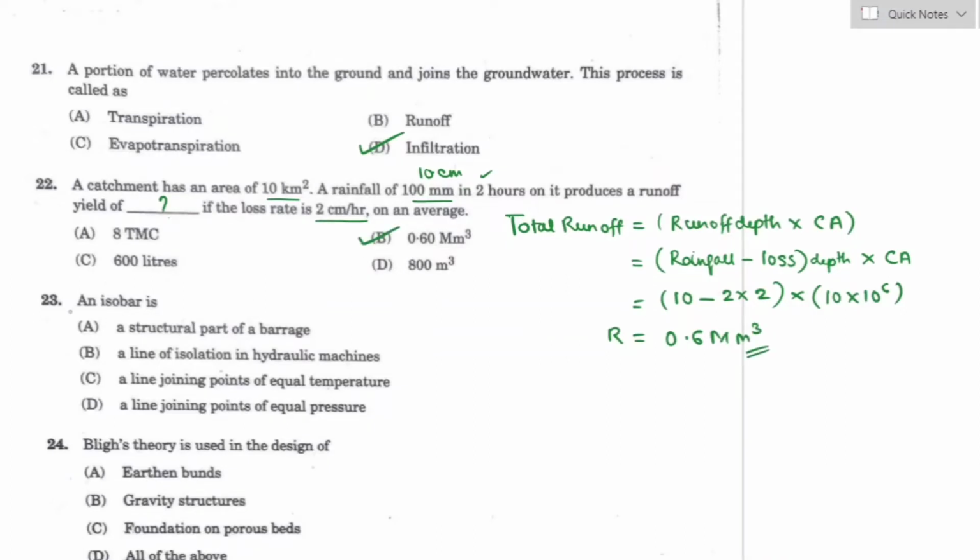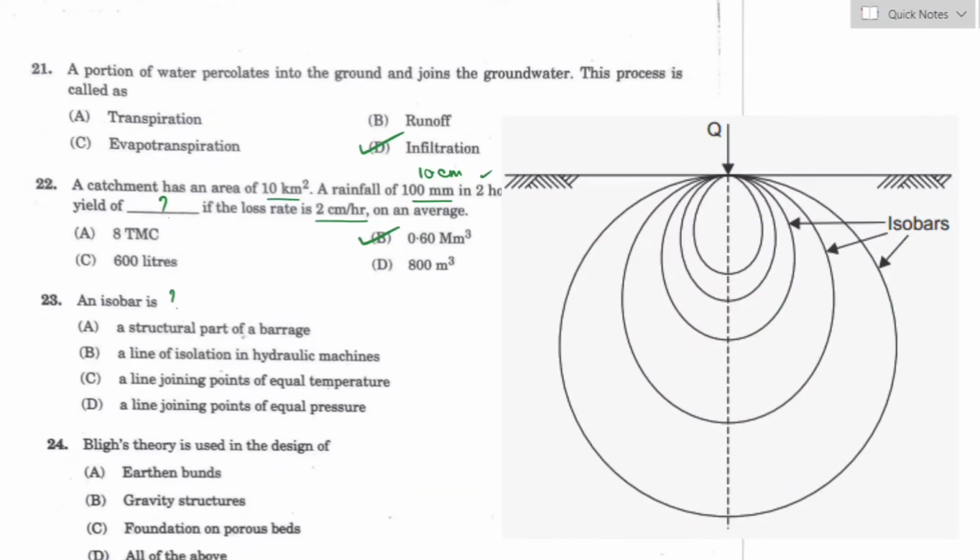Question number 23. An isobar is an imaginary line joining the points of equal pressure intensity. So option D is the right answer.